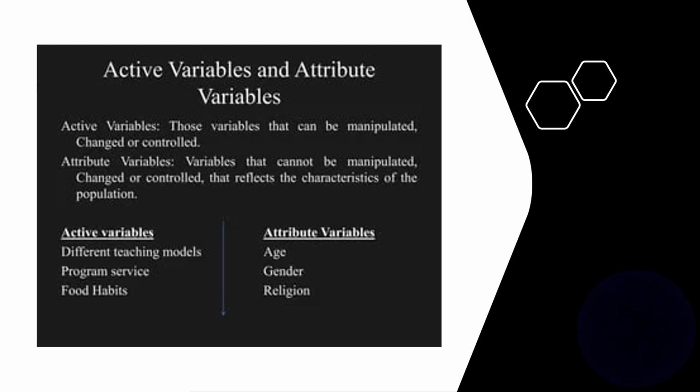Active variables are those variables that can be manipulated, changed, or controlled. However, attribute variables are those variables that cannot be manipulated, changed, or controlled, and that reflect the characteristics of the study population. So that can be age, gender, education, income, religion, etc. Compared to active variables that can be manipulated, changed, and controlled, such as any kind of teaching models or program service or food habits that you want to study in a population.